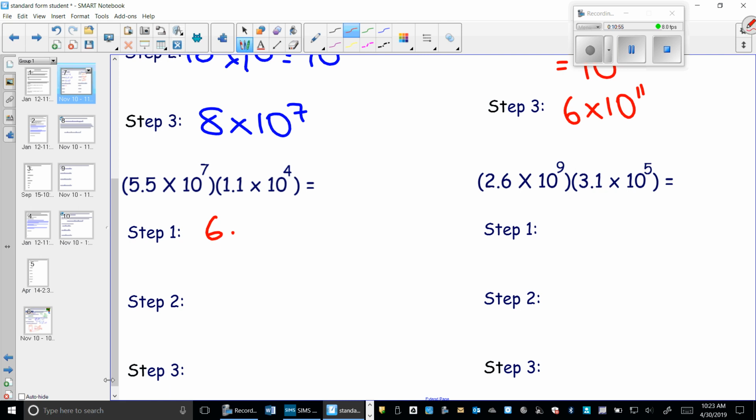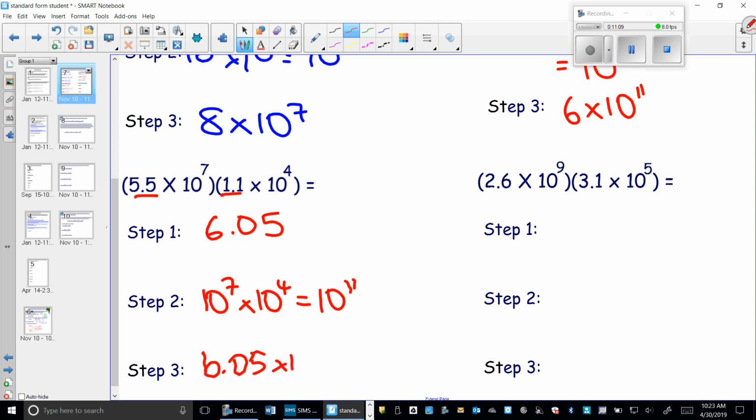6.05. Or 9 cents. Oh, no, I don't want the final answer. It is 6.05, so 5.5 multiplied by 1.1. And then we've got 10 to the 7 multiplied by 10 to the 4, 10 to the 11. And then 6.05 multiplied by 10 to the 11. Now, the reason I said I don't want the final answer is because sometimes this part here does not give you a number between 1 and 10. Those are the questions we're going to go on to in a second.